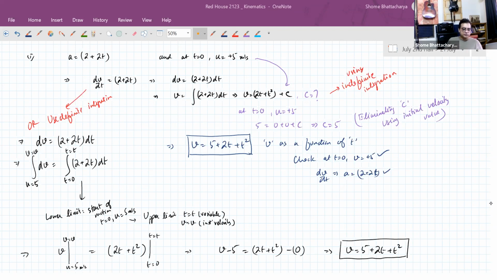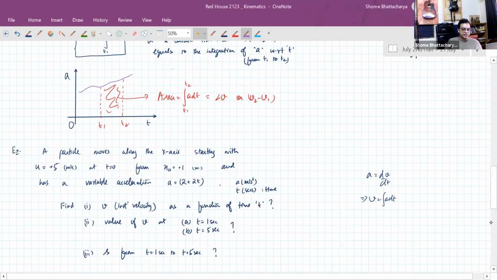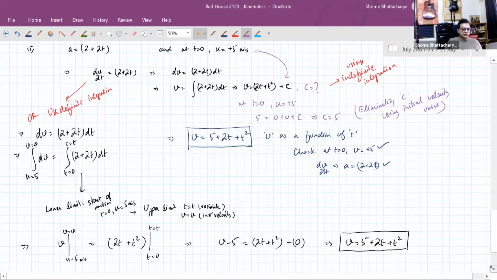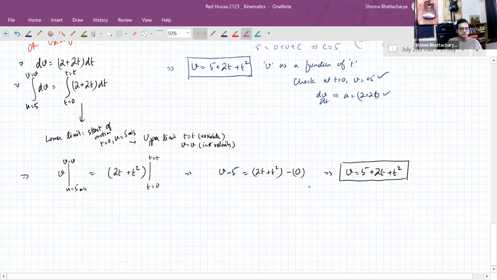Okay, so that's the first part done. We've got velocity as a function of time. Now we want to find the value of velocity at 1 and 5 seconds. So that's just a matter of substitution. So this is the answer to our first part.